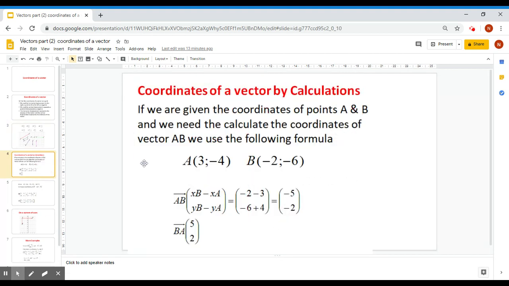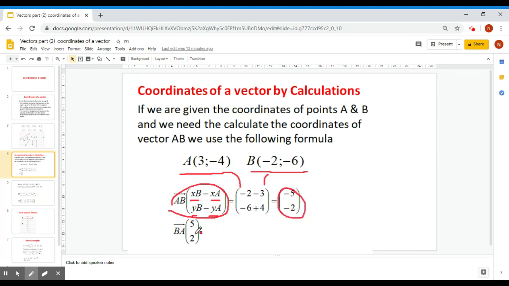Now, if we want to find the coordinates of a vector by calculation, we use the following formula. First, we are given the coordinates of A and the coordinates of B. Then the coordinates of vector AB are x of B, we start by the extremity, minus x of A, y of B minus y of A. We plug in the coordinates, we do the calculation, and the answer is -5, -2.